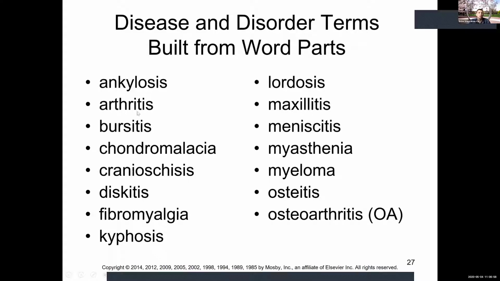Of the joint, of the bursa, and you can just continue to add that: of the meniscus, of the maxilla, of the osteum, so the bone and the joint. OA, osteoarthritis, so the bone and joint inflammation. And then a couple of the other terms which we've seen before, like malacia, meaning a softening, and chondro, meaning cartilage, so softening of the cartilage. That cranioschisis we just mentioned, they've got that fissure, and then cranio, meaning cranium. So again, lots of terms here that we've seen before.